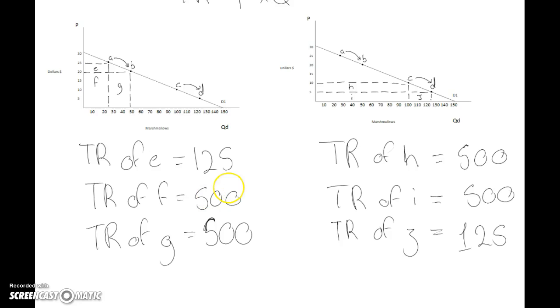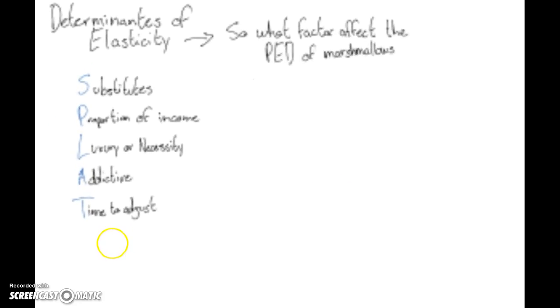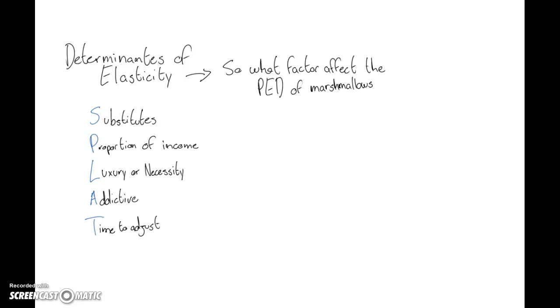Now, finally, there are some things that determine the elasticity of the PED. It's called SPLAT. SPLAT is substitute, proportion of income, luxury or necessity, addictive, or time to adjust. For marshmallows, proportion of income does affect the PED, since if a person gets more money, then they might want to spend it on having more marshmallows.